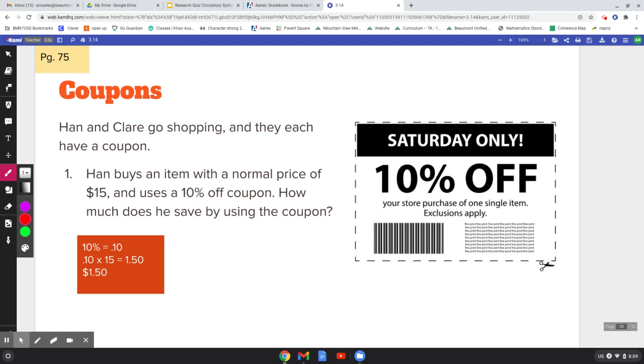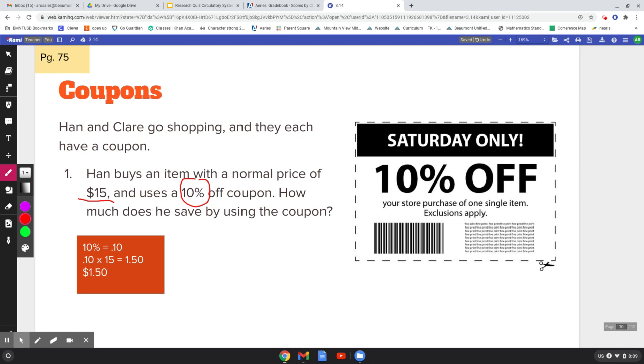Okay, so Han and Claire go shopping, and they each have a coupon. Han buys an item with a normal price of $15, and then he uses a 10% off. So this is something that happens to me when I go to Kohl's, right? How much does he save by using the coupon?